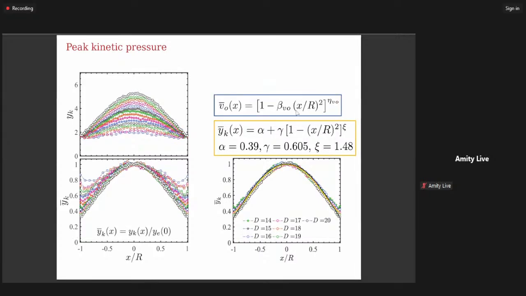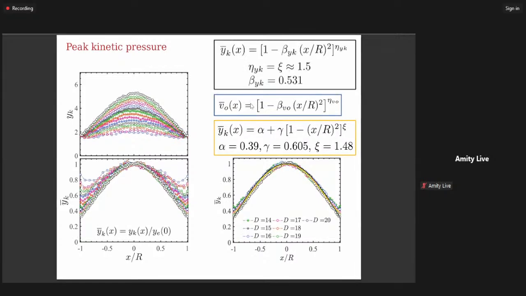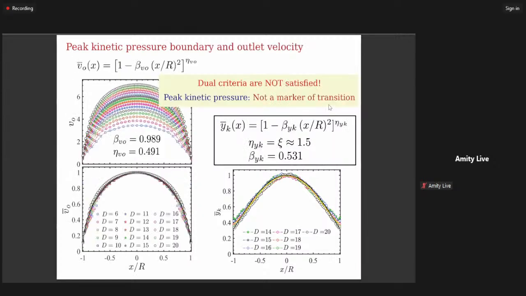But to compare it with the outlet velocity, if we simplify this expression here, we see that the exponent here is 1.5, but for outlet velocity, this is 0.5, right? So for the case of peak kinetic pressure, the dual criteria are essentially not satisfied. So we can conclude, considering the dual similarity criteria, that the peak kinetic pressure is not a marker of transition.